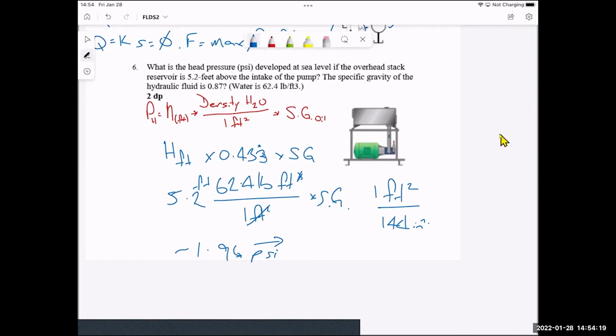Any questions for, what was that, number 2? Breakout number 2. Nope. Excellent. Let's stop sharing.